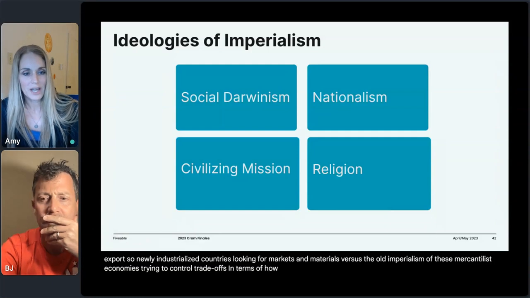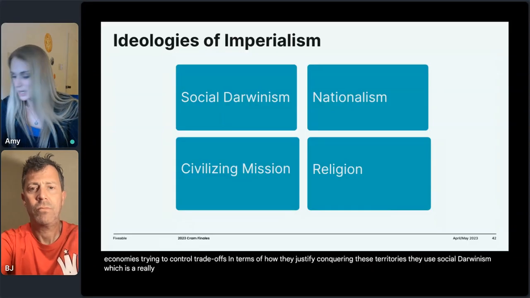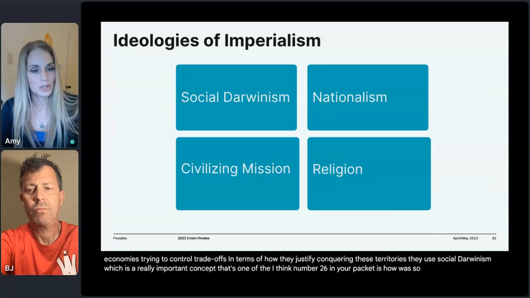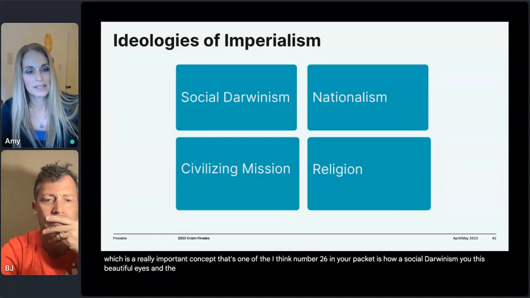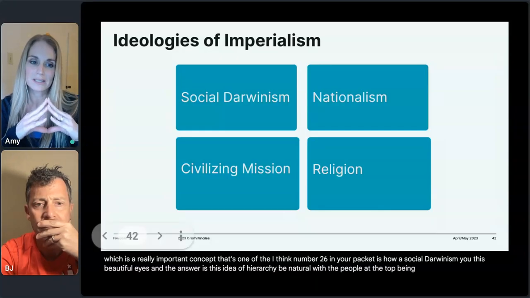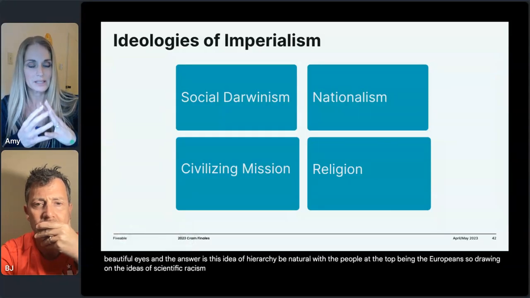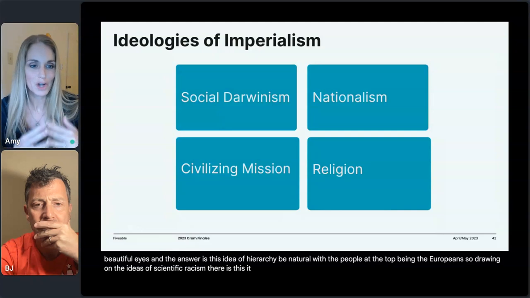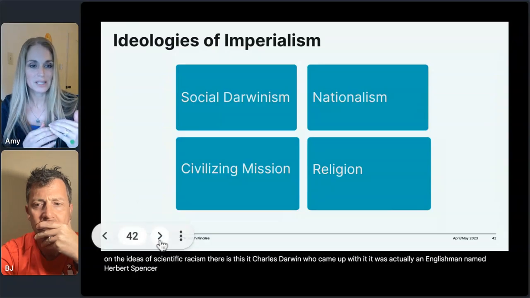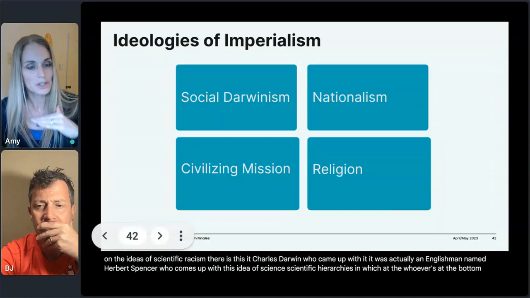In terms of how they justify conquering these territories, they use social Darwinism, which is a really important concept. I think number 26 in your packet asks how social Darwinism was utilized. And the answer is this idea of hierarchy being natural, with the people at the top being the Europeans. So drawing on the ideas of scientific racism, social Darwinism actually isn't Darwin. It wasn't Charles Darwin who came up with it. It was actually an Englishman named Herbert Spencer who comes up with this idea of scientific hierarchies in which whoever's at the bottom is just naturally supposed to be there.